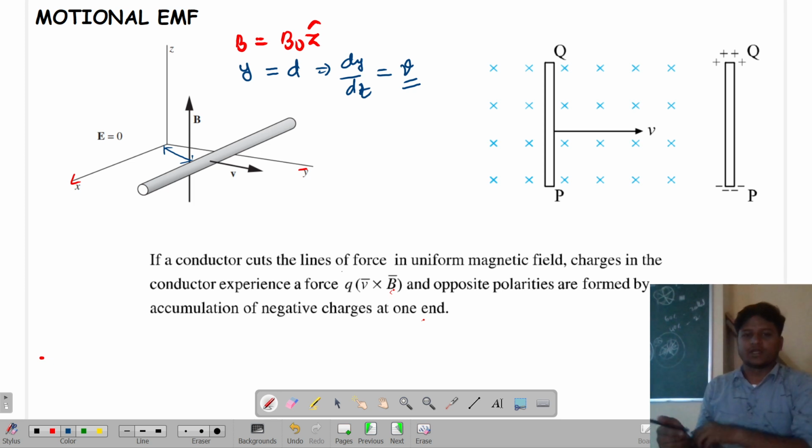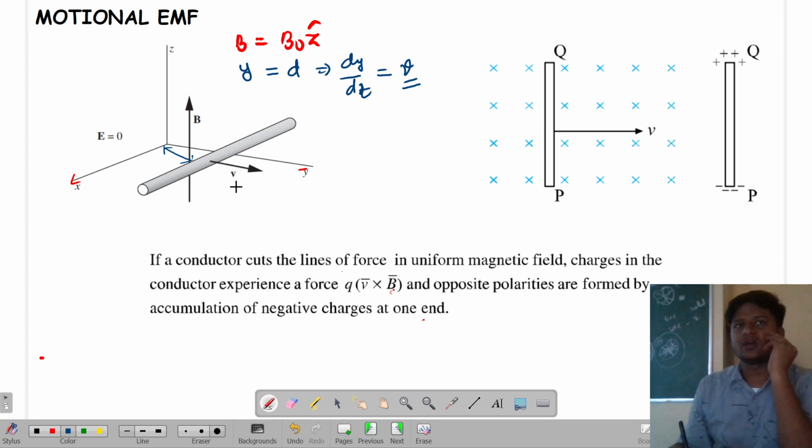Okay, now look over here. If this conductor moves with velocity v, and the magnetic field is perpendicular, what will develop in this conductor? What is changing? Is the flux changing or what? Is the flux changing?